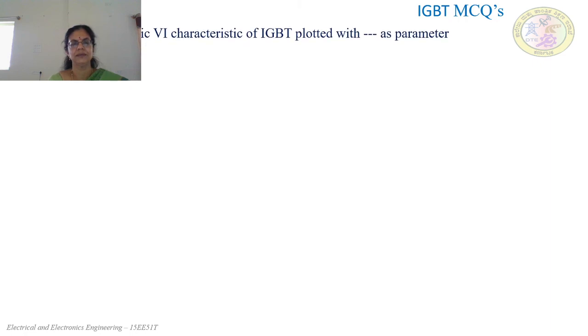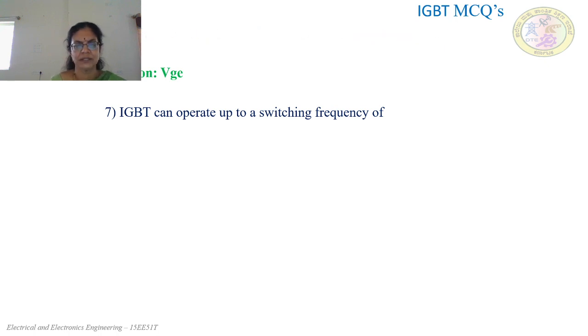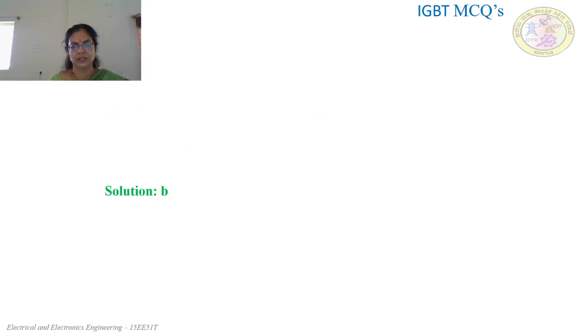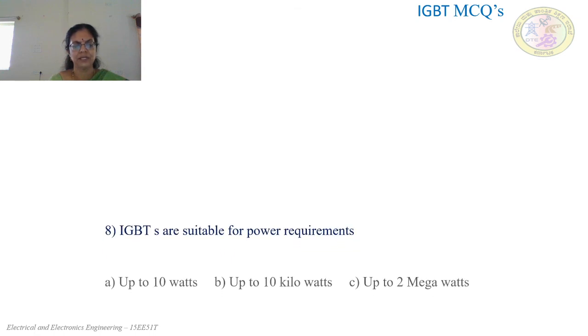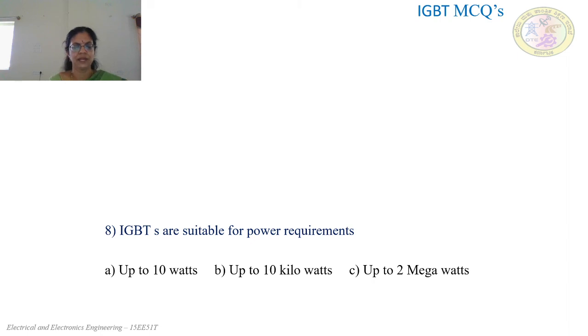Next question. Static VI characteristics of IGBT is plotted with dash as parameter. Solution is VGE. IGBT can operate up to a switching frequency of 10 kHz, 20 kHz or 1 MHz. Answer is 20 kHz. IGBTs are suitable for power requirements: up to 10 watts, up to 10 kilowatts, up to 2 megawatts. Answer is up to 10 kilowatts.